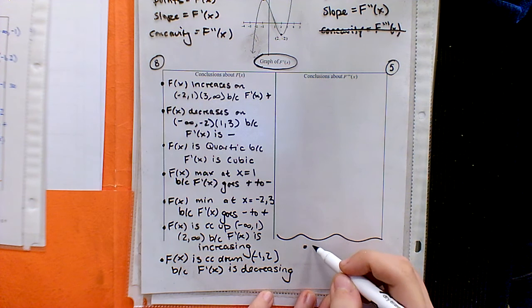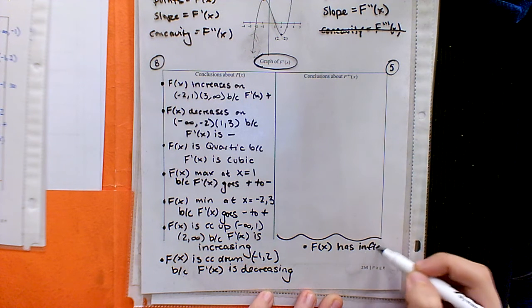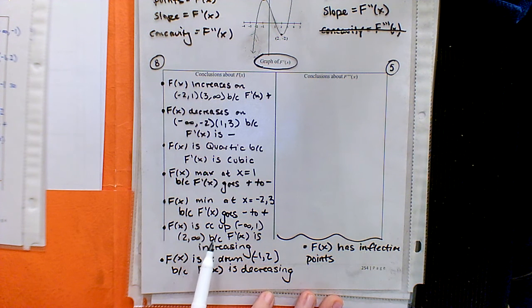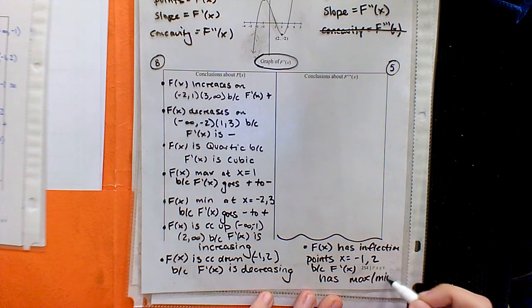Go ahead, Megan. Are the maxes and mins like points of inflection? Yep. Okay, so f of x has inflection points. Notice how you already said where f of x is concave up and concave down. So if you're changing concavity, you must have inflection points somewhere. So if we look at our intervals, this should be -1. We change at -1, and we change at 2, because the first derivative has a max or min.